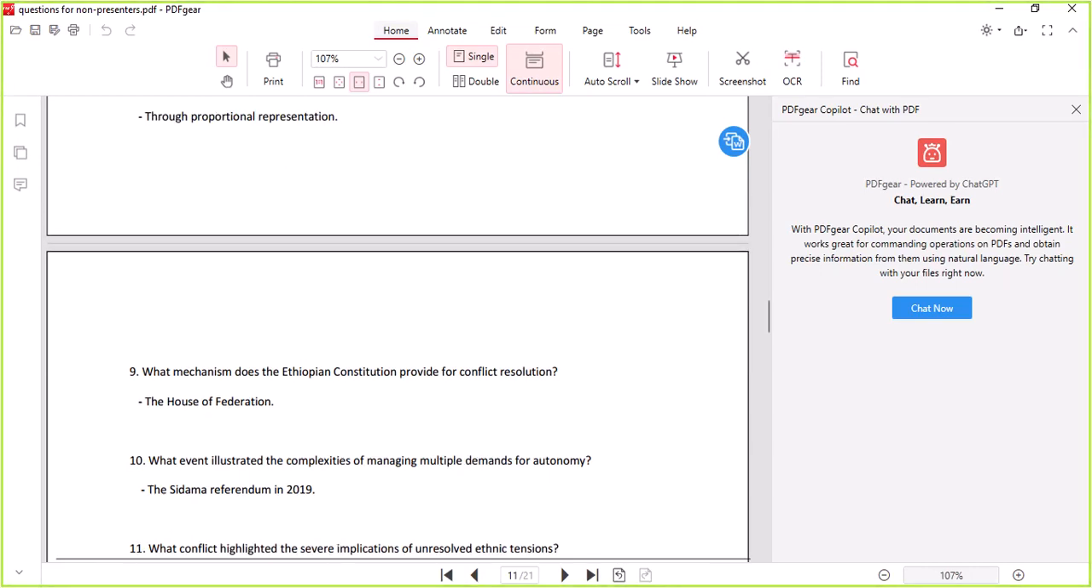What event illustrated the complexity of managing multiple demands for autonomy? There are different events, events of conflicts like the Amara conflicts. Yeah, very good. What was your contribution in the making process of your study? In the group part, I dedicated the rules for the group members, and I reviewed the document to make sure.